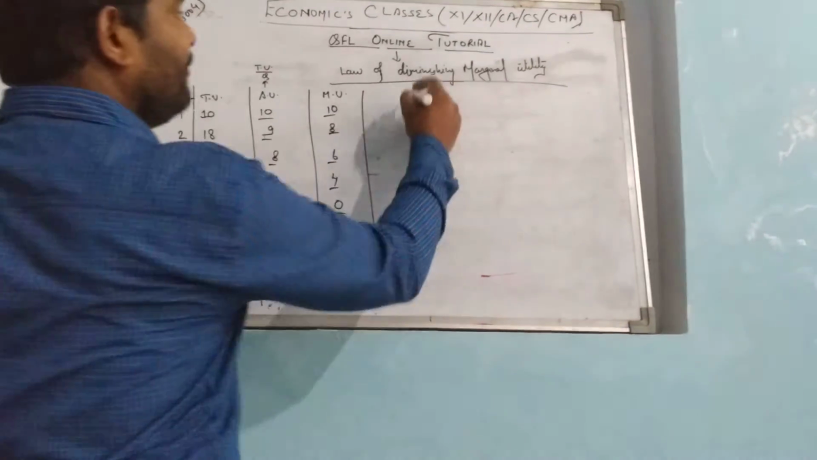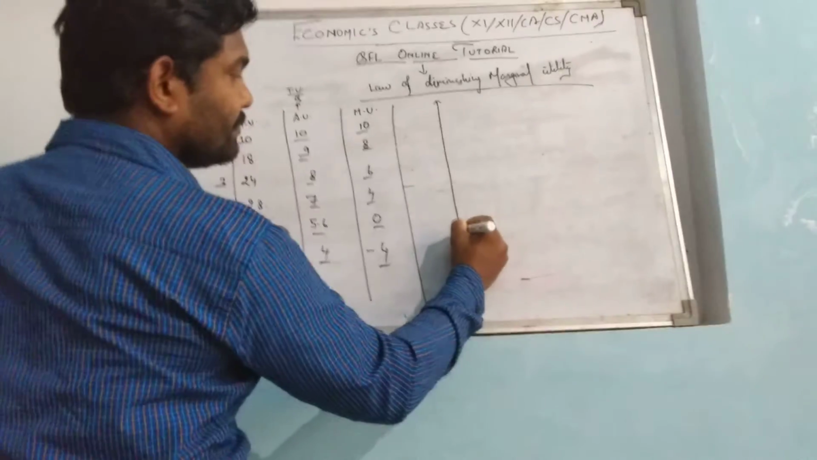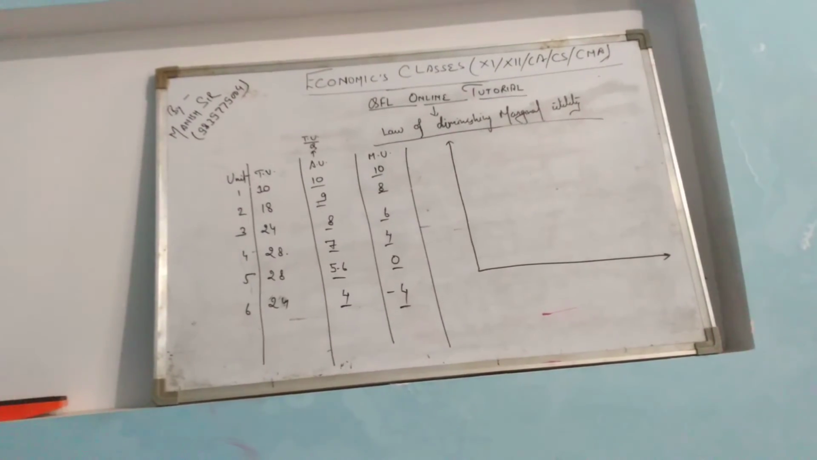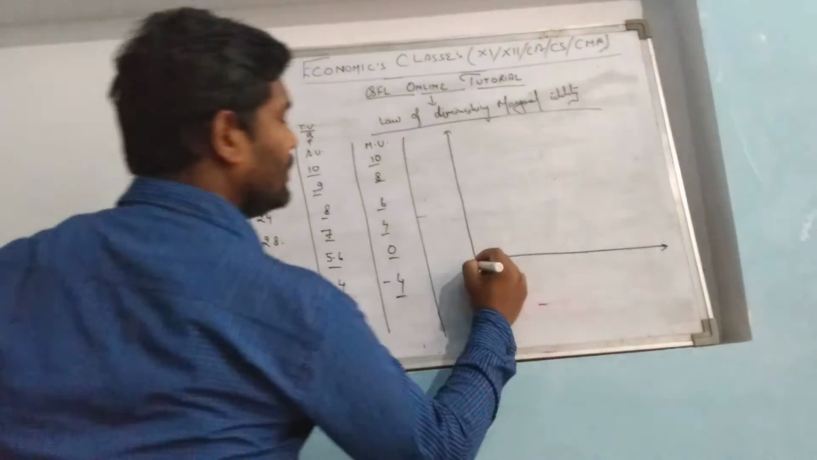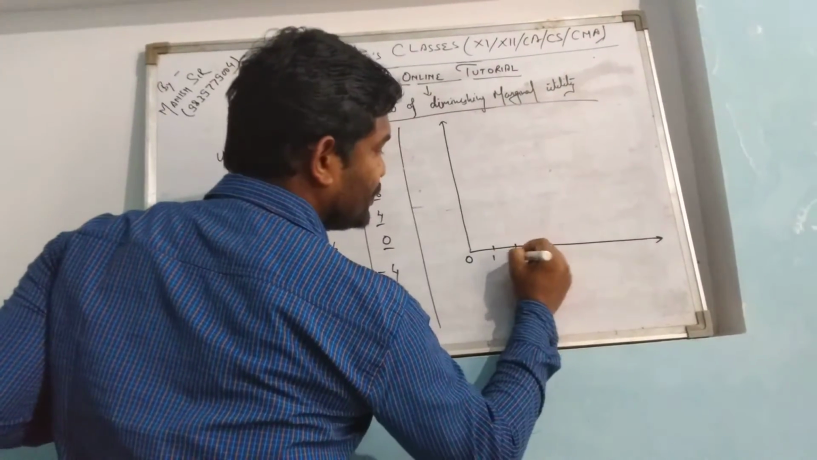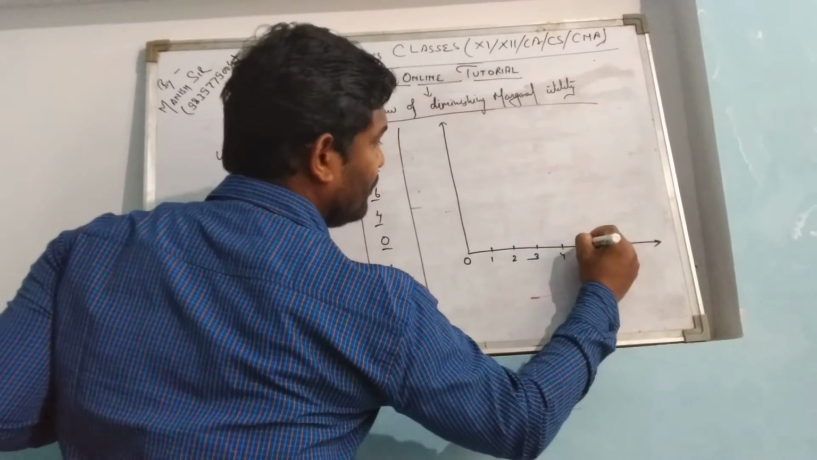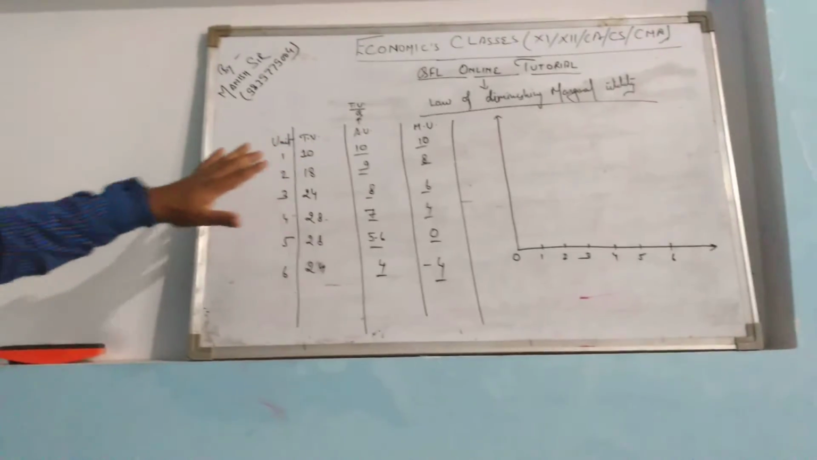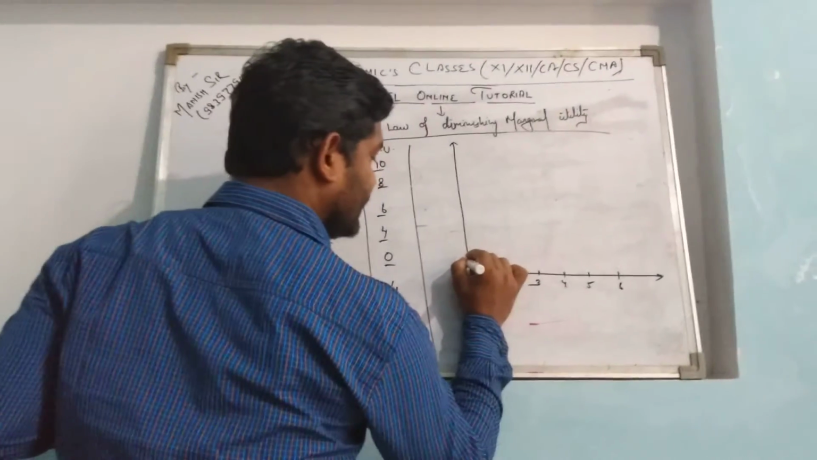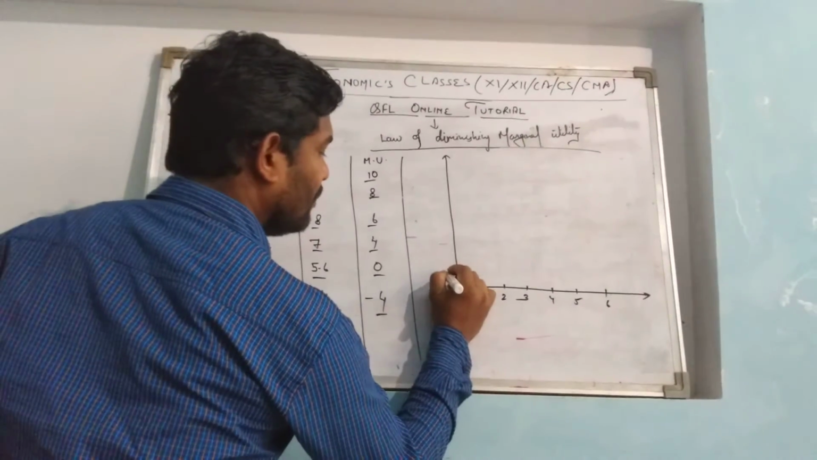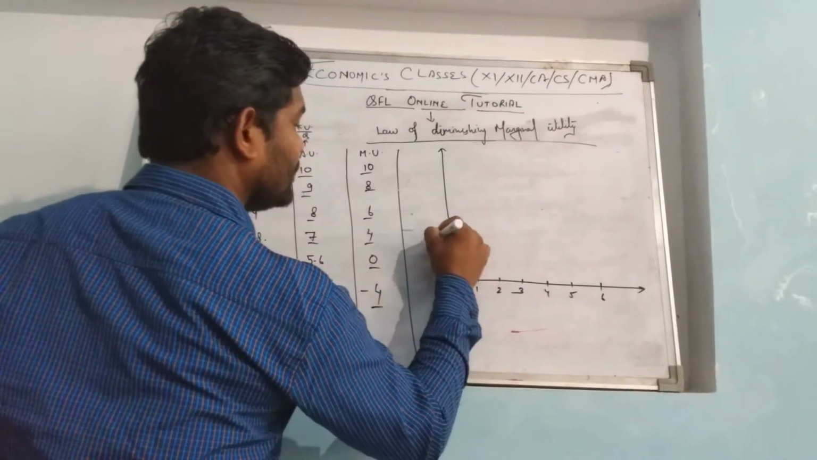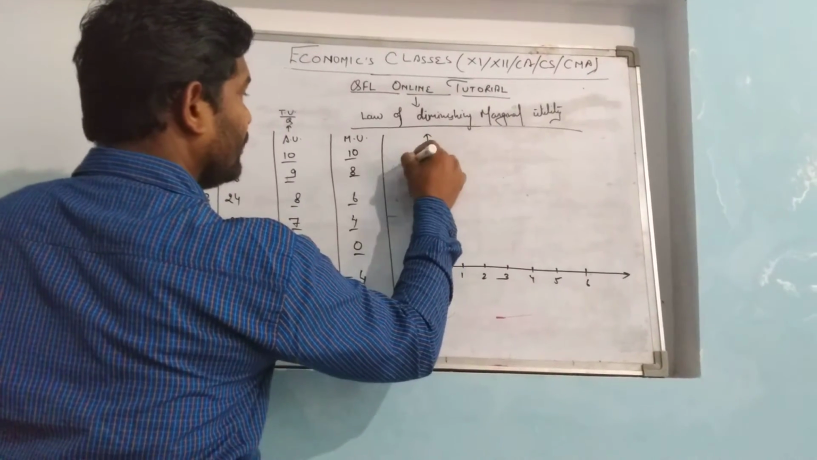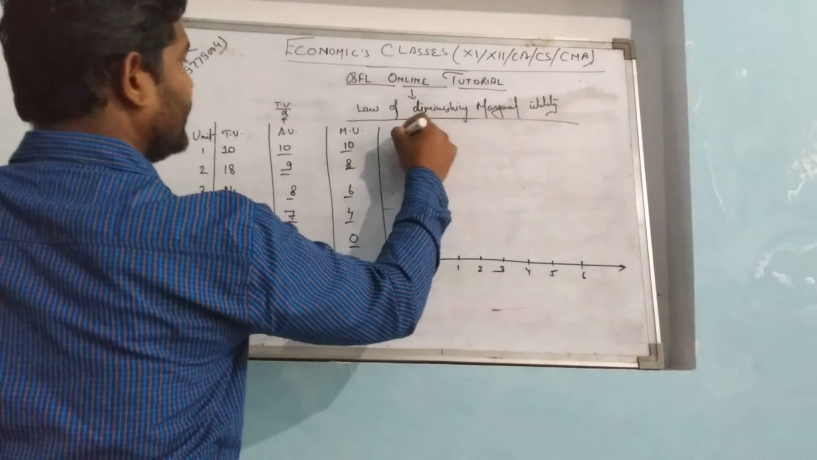Now, if we try to explain it with the help of a diagram, units are given as 1, 2, 3, 4, 5, 6. So this is a hypothetical data. Okay? And utility is given as 4, 8, 12, 16, 20, 24, 28 and 32.